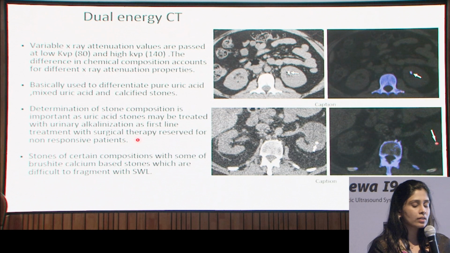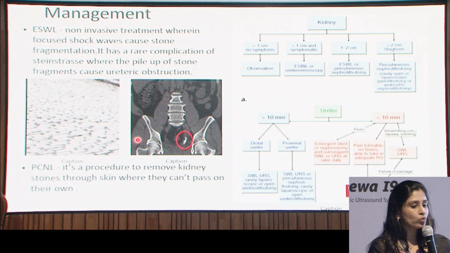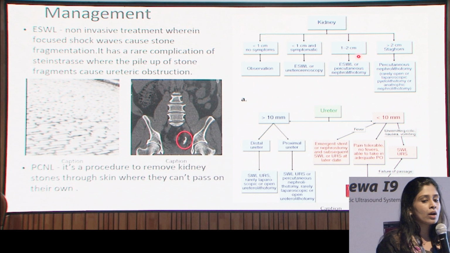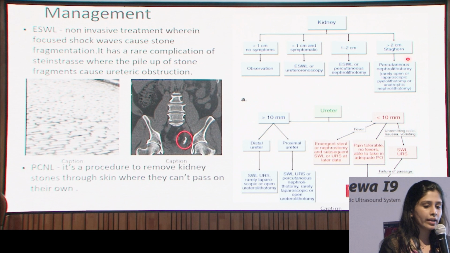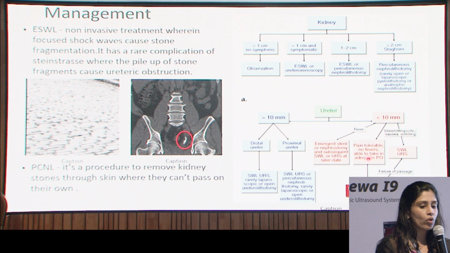Management. In short, there's a chart here of management. Less than 1 centimeter, no symptoms, you go for observation. If less than 1 centimeter and the patient is symptomatic, then you go for either ESWL or ureteroscopy. That depends upon the composition and the size further. And for 1 to 2 centimeters, you go for ESWL or PCNL. But more than 2 centimeters, as said previously, staghorn calculus, you go for PCNL, as removing the entire stone is very essential. The same goes for ureteric stones. In ureteric stones, for smaller size, we go for medical expulsive therapy. And if it is more than 10 centimeters, then you will go for SWL or ureteroscopy.